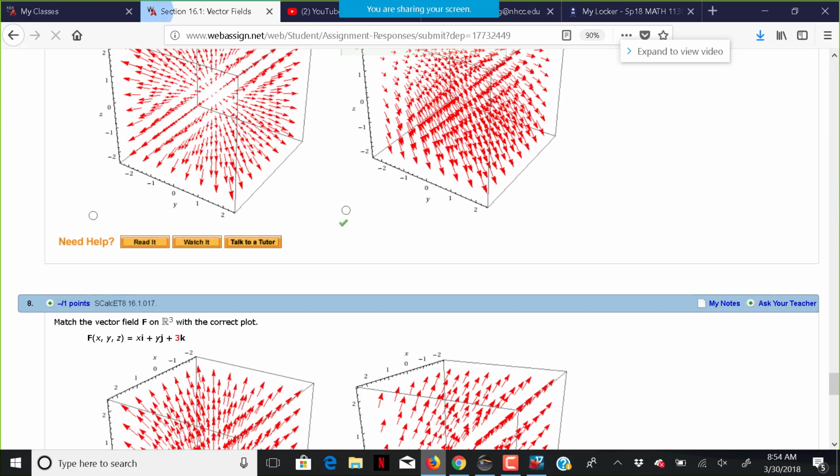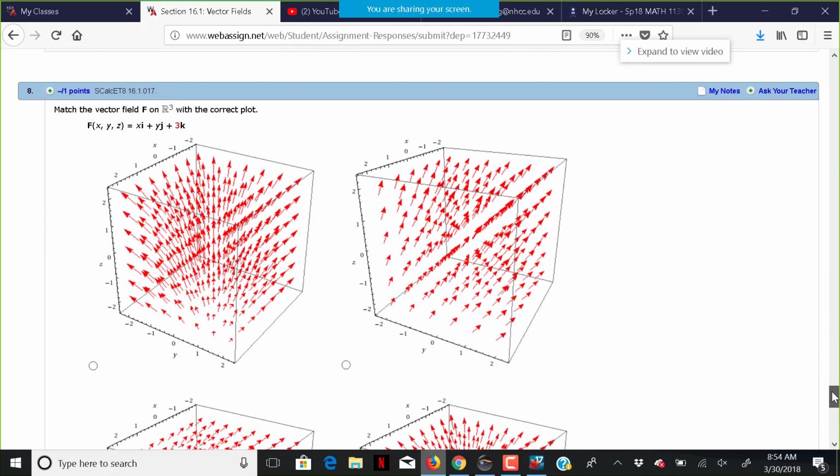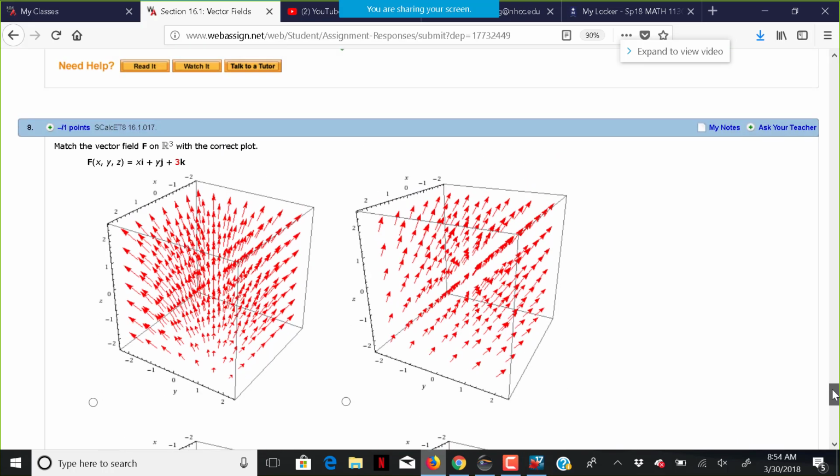And then for 8, I think that's one kind of like on the group work. I don't really care so much about the x and y first. I noticed that the last component is 3, which means every vector has to be pointing up. So right away, I know it's one of the top 2, right? But this one, they're always pointing to the right. This one, it should not be pointing to the right. It should be pointing to the right in the right half and pointing to the left in the left half. So it's the first graph.